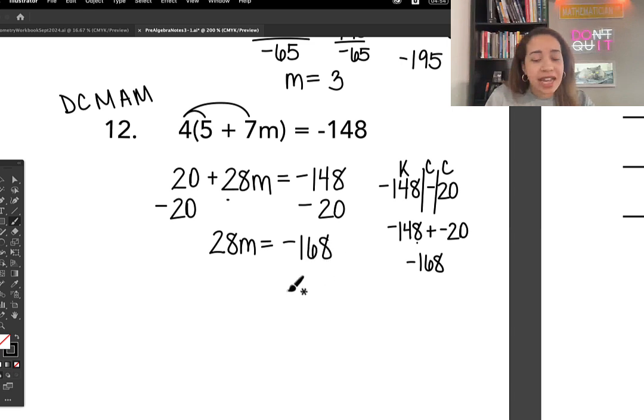Our very last step is to divide. We see a number right next to a letter that meant multiplication, so I'm going to divide both sides by 28. So now I've got m all by itself, and then 168 divided by 28 gives us a final answer of 6. We see that they have different signs, so we do get a -6 for our final answer.